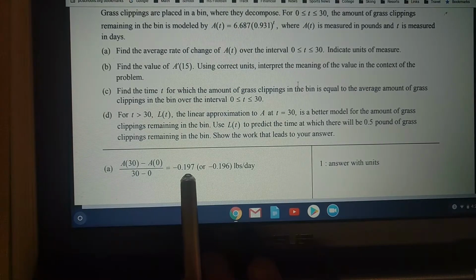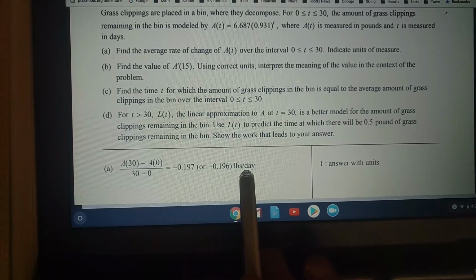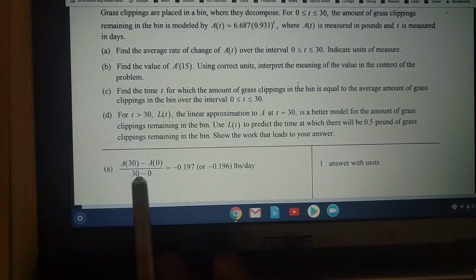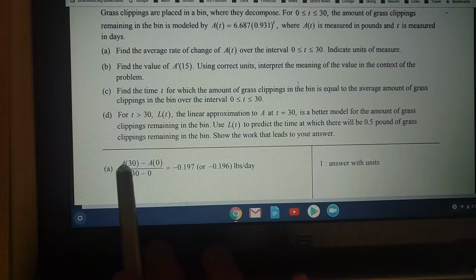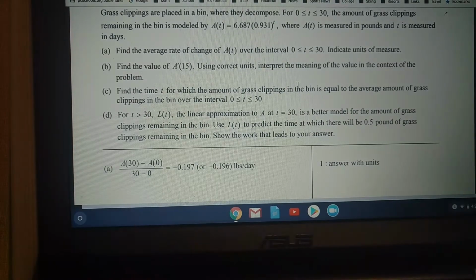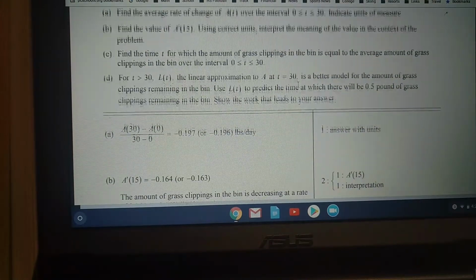Just the answer will not do it. And we must see units in pounds per day. So we must see a fraction. Now you can have the actual numbers in here, but we must see the fraction set up. We've got to see the setup to get that point there. Just this will not get you the answer, not get you the point.